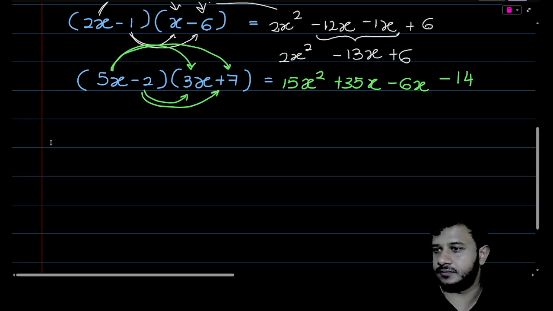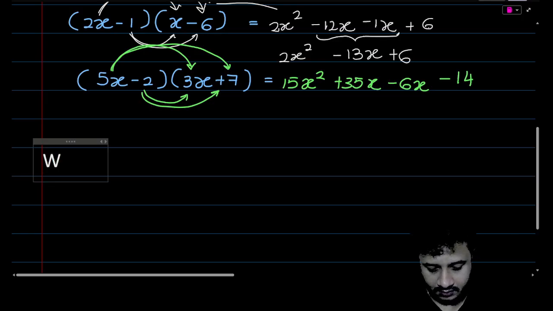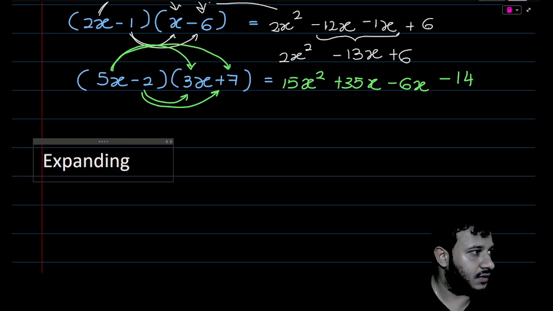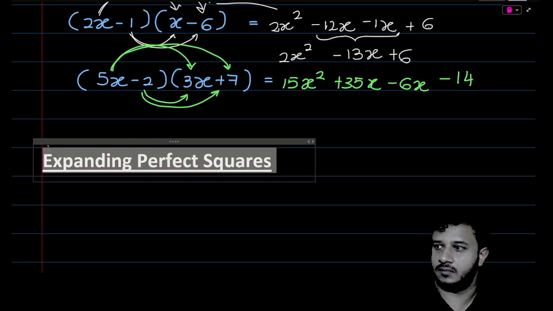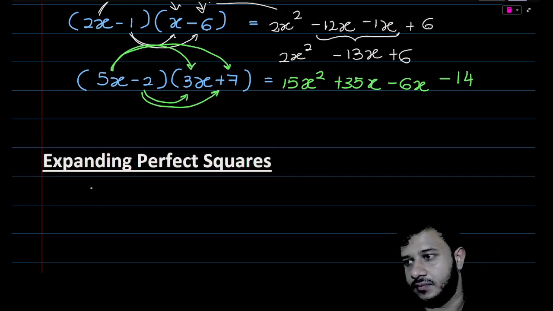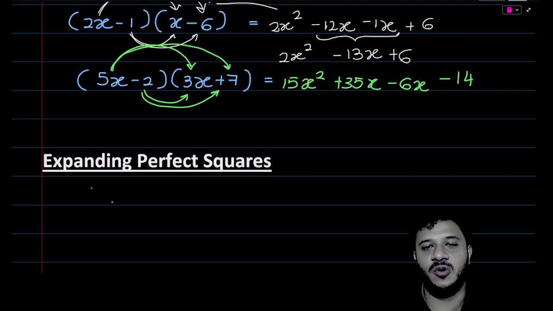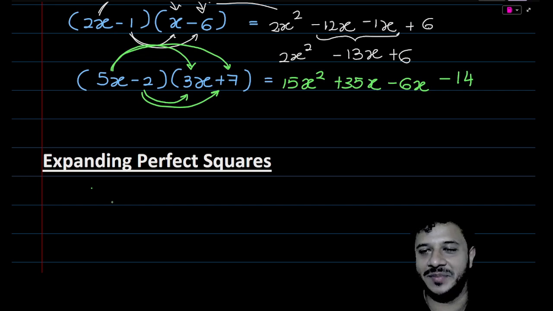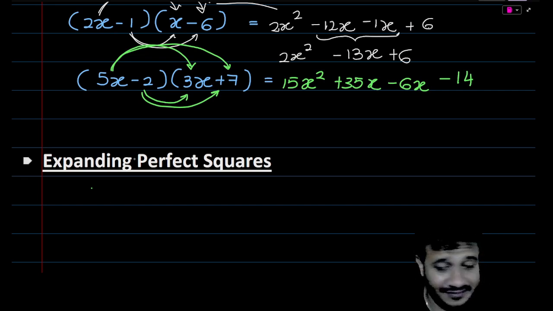Next one. Expanding perfect squares. So, what is a perfect square? Perfect square means anything to the whole squares. As an example, 2 square is a perfect square. 2 square means what? 2 times 2. 3 square means what? 3 times 3.